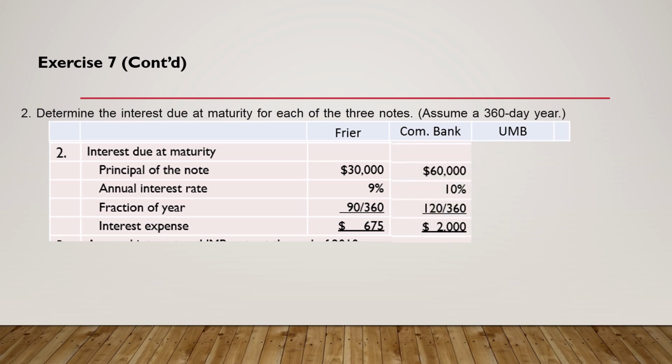The last one, the loan we took from UMB Bank: the principal of the note was $21,000, the interest rate 8%, and the fraction of the year 60 over 360. This gives us $280 interest expense. These are the calculations of the interest expense for the 3 notes.